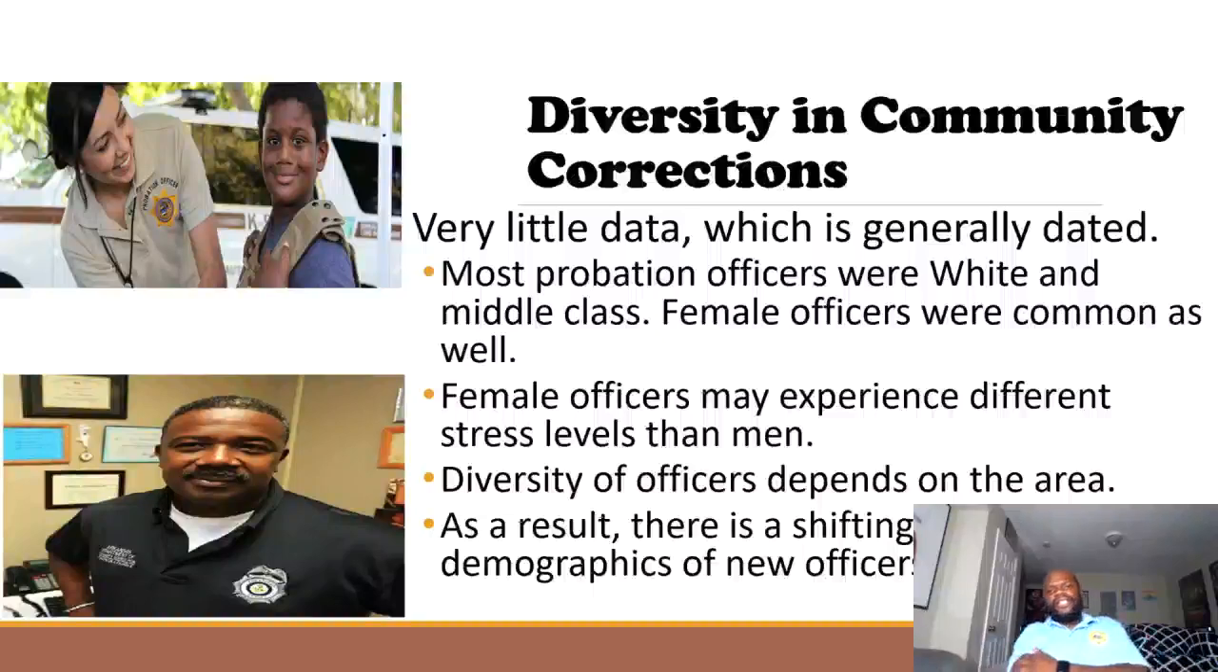And so with diversity in community corrections, there's very little data, and any data that is out there is generally dated. Most probation officers were white and middle class. Female officers were common as well. But diversity depends on the area. Me living in Metro Atlanta, we're seeing a lot more probation officers who are people of color, whether they're Black, Hispanic, but that's what we're seeing. So diversity is something that matters, but it also depends on the area. If you live in a more rural area, you're probably not going to see many probation officers who are of a different color. I mean, it's possible, but generally speaking, it just all depends on the area.